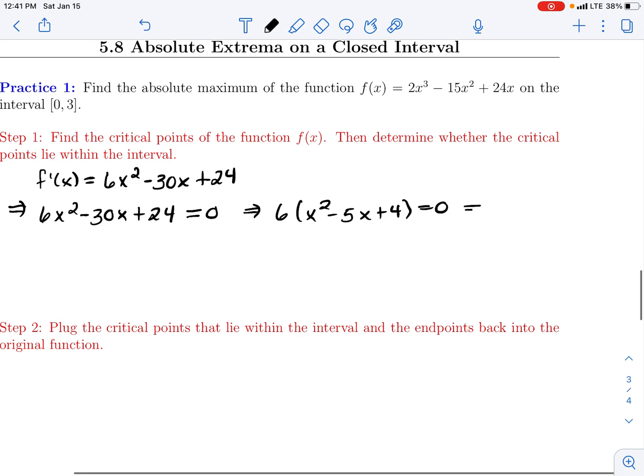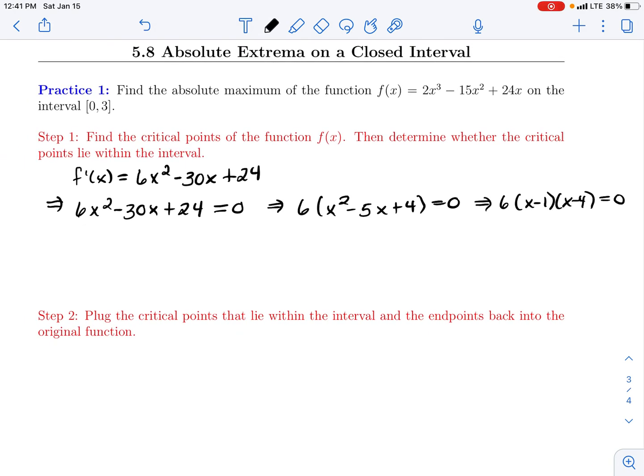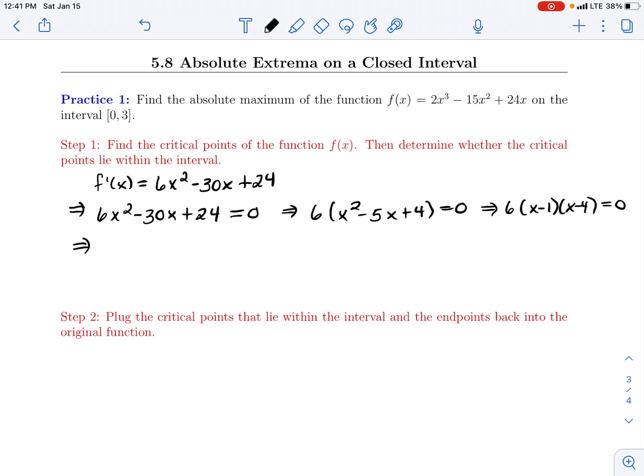And I can factor this further, right? I get 6 times x minus 1 times x minus 4, which is equal to 0. And then now I see that my critical points that I'm going to get is x minus 1 equals 0, and x minus 4 equals 0. So I get that x equals 1 and 4, okay, are the critical points.